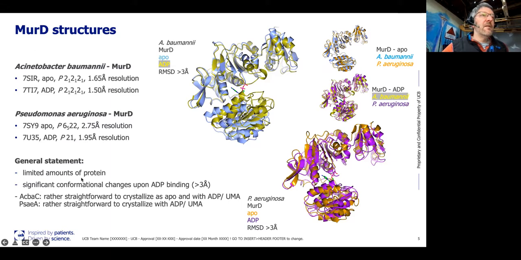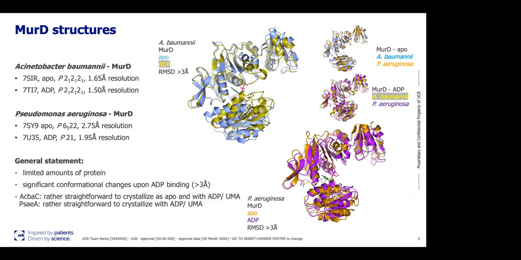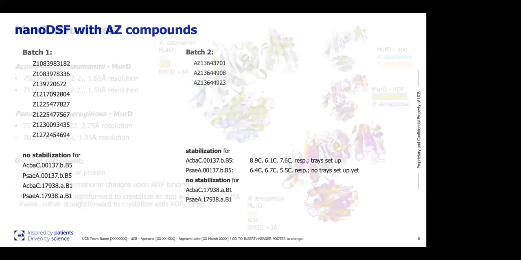In general, we got limited amounts of protein, and we got significant changes upon ADP binding. They tend to crystallize pretty straightforwardly, both for APO, ADP, and UMA with the Acinetobacter protein, and at least for ADP and UMA bound for the Pseudomonas protein.